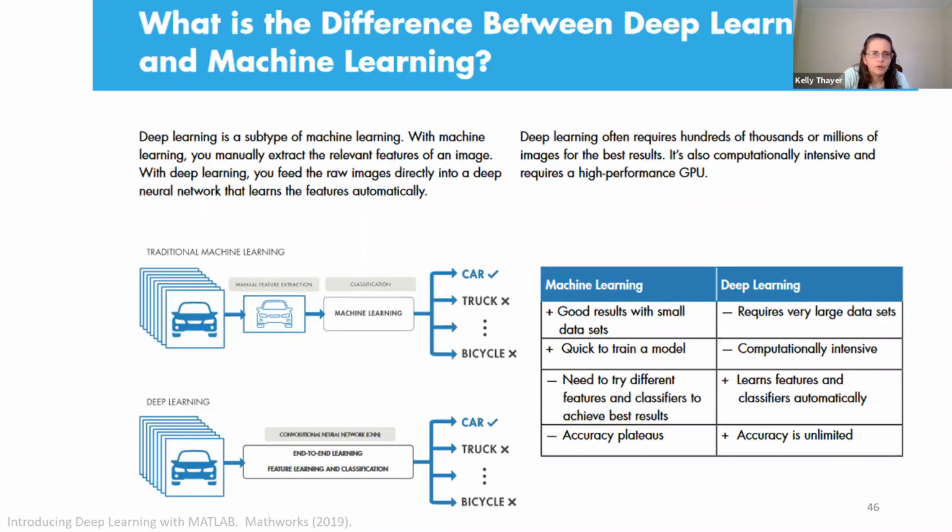So deep learning is a subtype of machine learning. With machine learning, you can manually extract the relevant features of an image, but with deep learning, you can feed raw images directly into a deep neural network that learns the features automatically. Deep learning also often requires hundreds or thousands or millions of images for the best results. It's also computationally intensive and requires high performance computing use. And we talked about working on the cluster in some of our previous lessons.